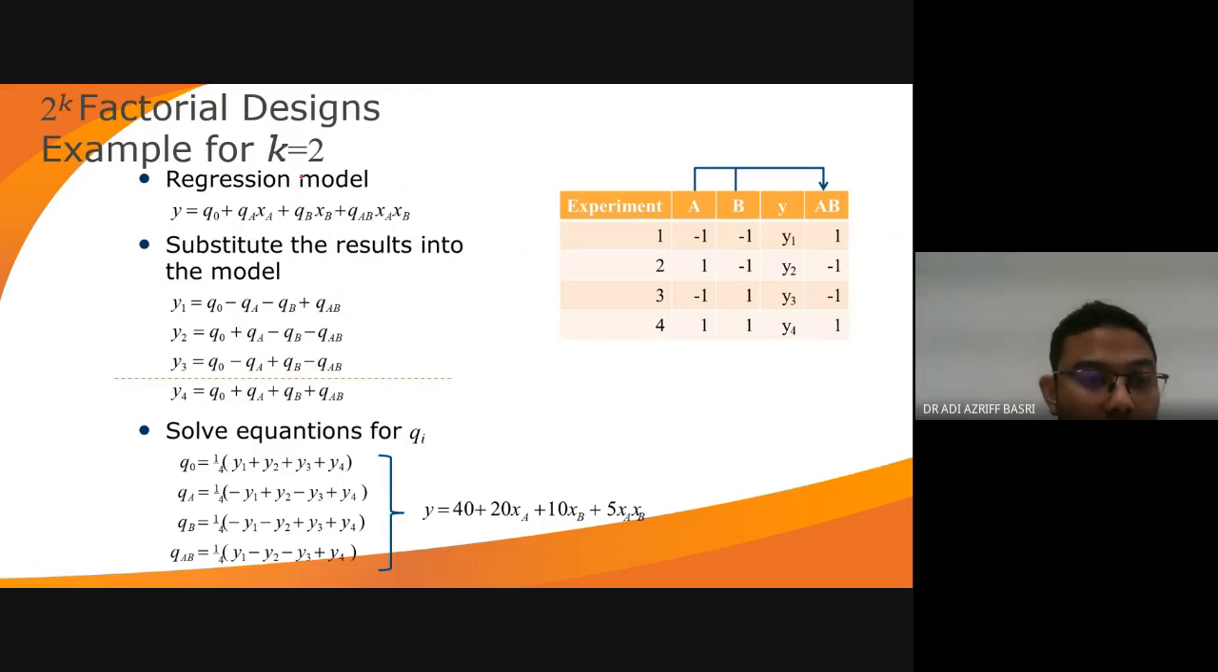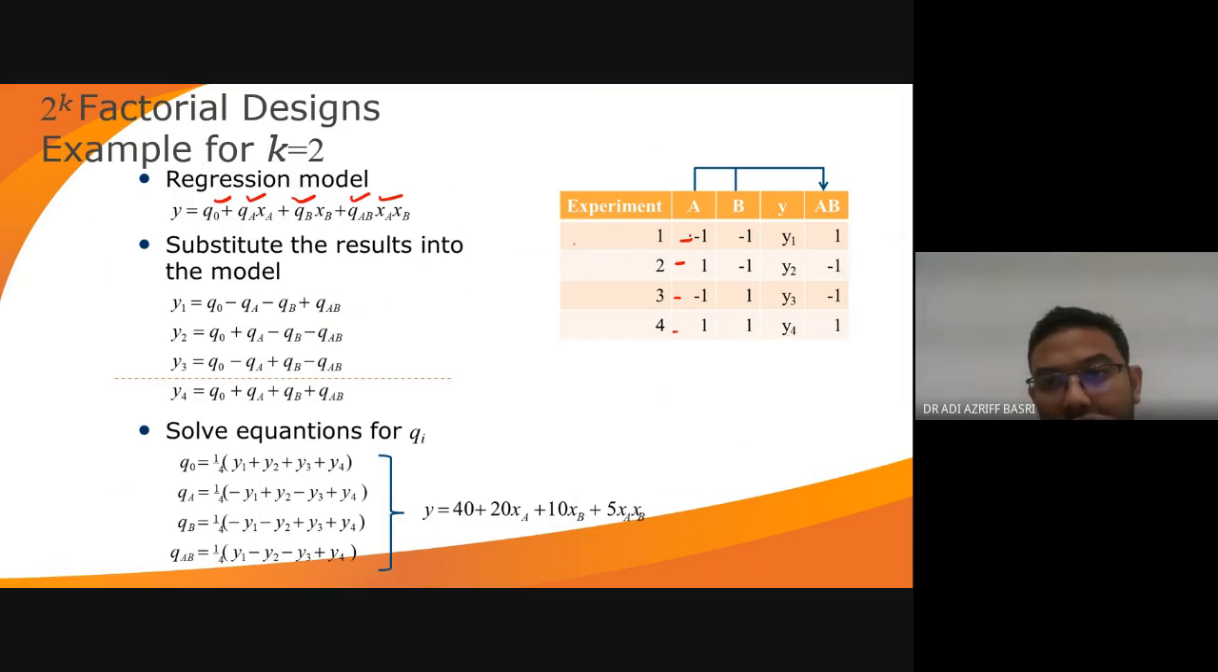Okay, so how it works is, for example, regression. This is the formula of regression. You have Y equal to q0 plus qA times XA, plus qB times XB, plus qAB times XAB. So, for example, you have 4 experimental data points: 1, 2, 3, 4. So your A is -1, 1, -1, 1. B is -1, -1, 1, 1. This is your y1 until y4. And AB is A times B.